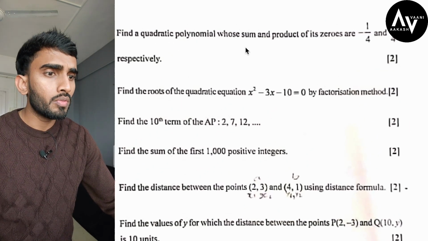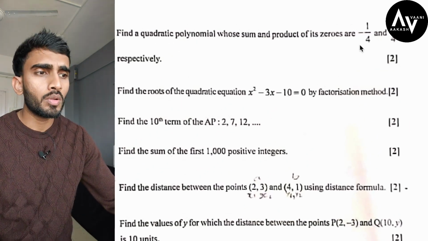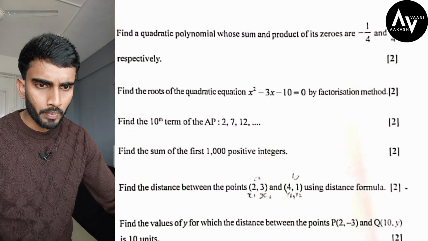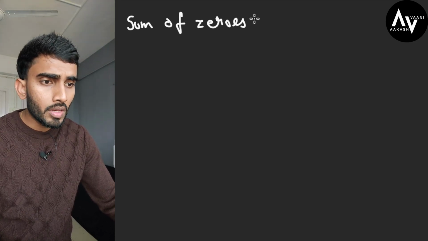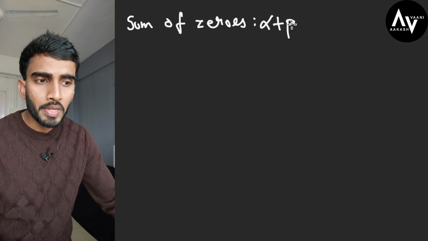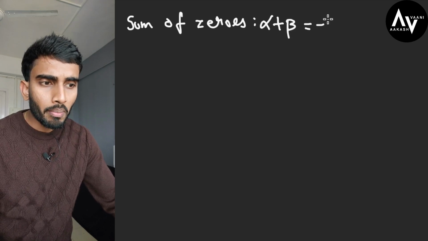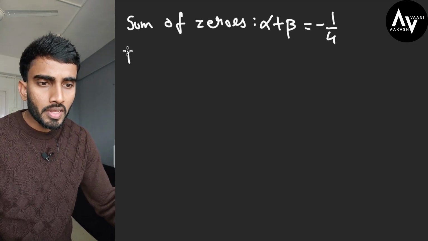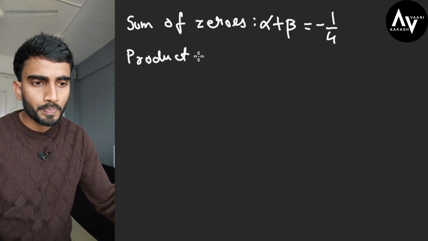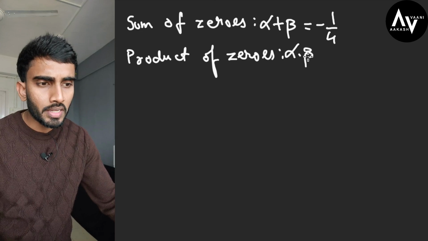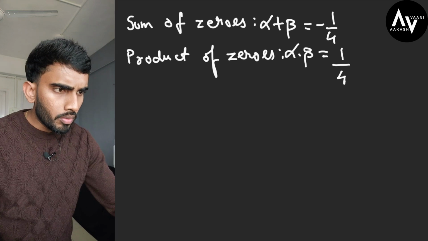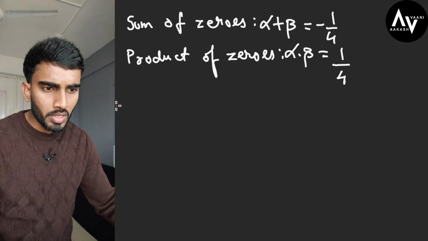Find a quadratic polynomial whose sum and product of zeros are minus 1 upon 4 and 1 upon 4. So we are given the sum of zeros. What does it mean? Sum of zeros means nothing but alpha plus beta. So alpha plus beta is given as minus 1 by 4, and secondly we are given the product of zeros. So product of zeros means alpha into beta, and that is given to us as 1 by 4. So let us find the polynomial using this.